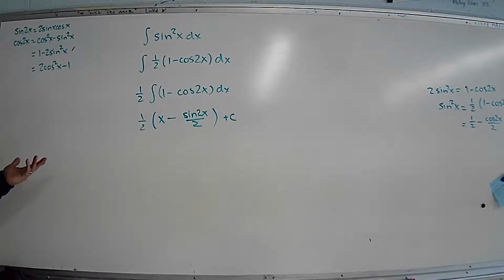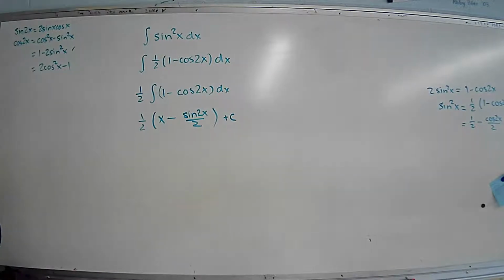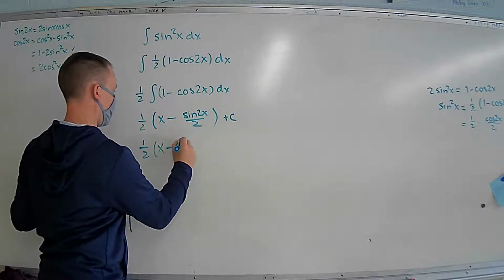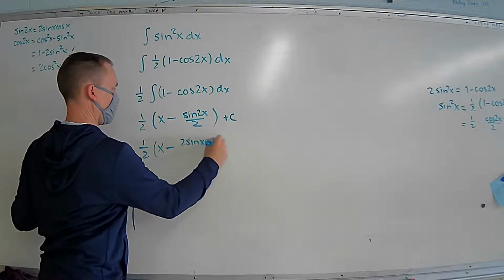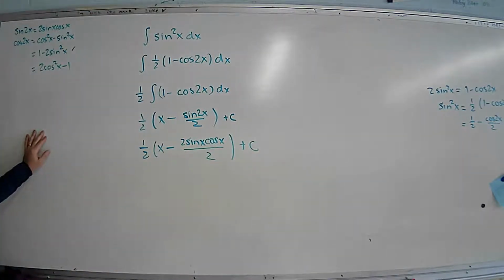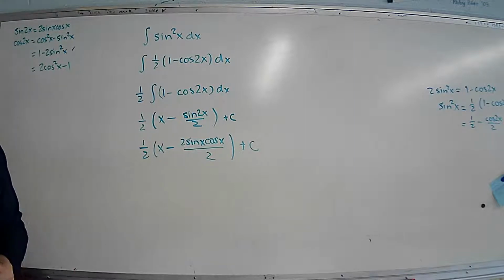Now, just out of curiosity, if I asked you to put this back in terms of 1x, not 2x, what would you do? You would use this up here. Sine of 2x is 2 sine of x cosine of x, so this is equivalent to this. Right? Because sine of 2x equals 2 sine x cosine x. Now, of course, I can cancel those 2's.